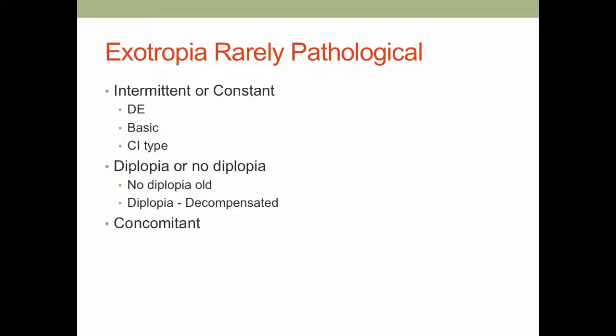Intermittent exotropia, usually the divergence excess types do not have diplopia, while convergence insufficiency type do have diplopia, particularly when they decompensate. They're relatively concomitant, often associated with overaction of the inferior oblique or V syndrome, which is non-pathological in nature.